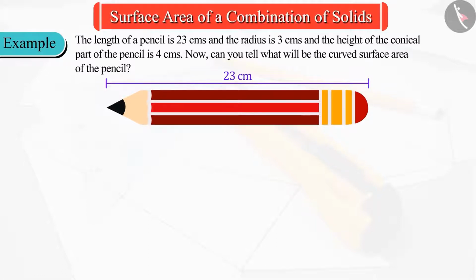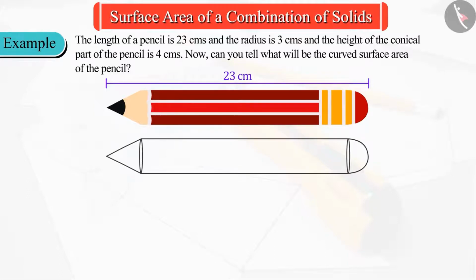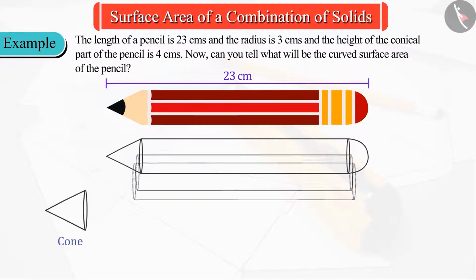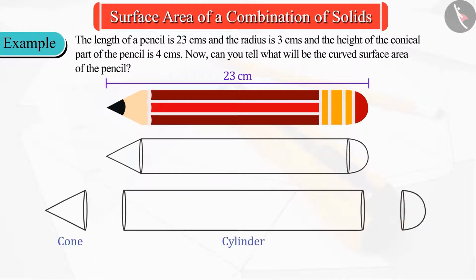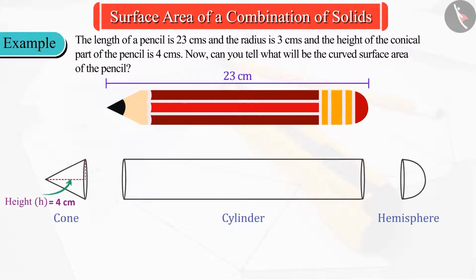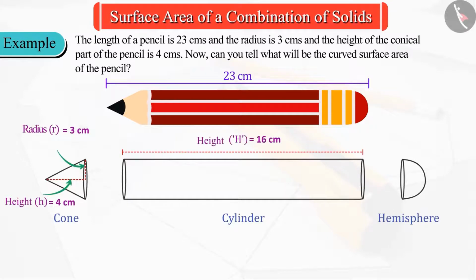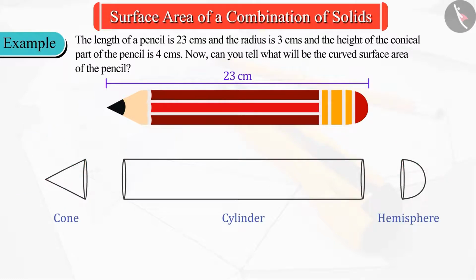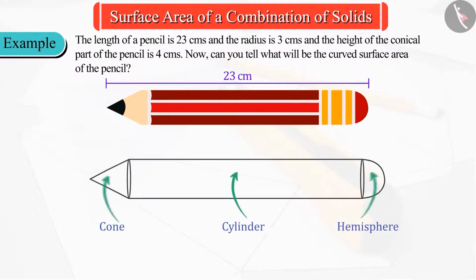By looking at the pencil, we cannot tell which figure it is. But if we look at the figure carefully, we can say that its front part is a cone, middle part is a cylinder, and the lower part is a hemisphere. Where the height of the conical part of the pencil is 4 centimeters, radius is 3 centimeters, the length of the cylinder is 16 centimeters, and the radius of the hemisphere is 3 centimeters. Thus, we can say that this entire figure is made up of a combination of 3 figures.